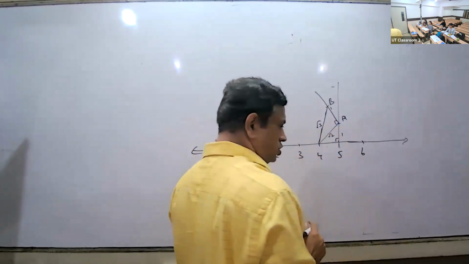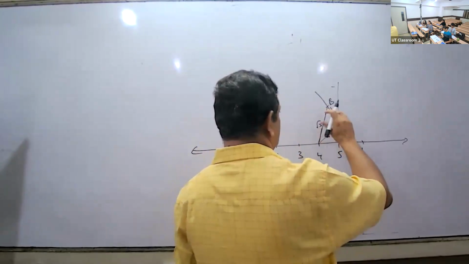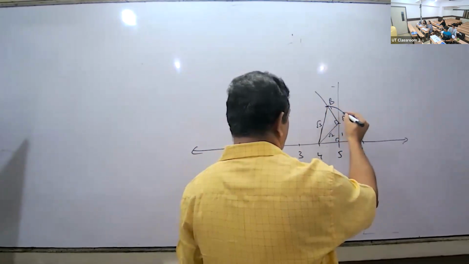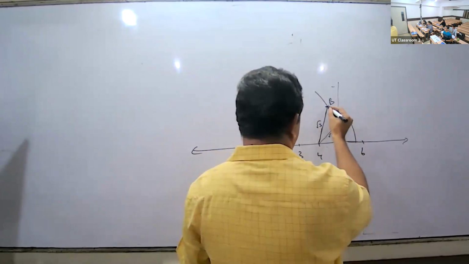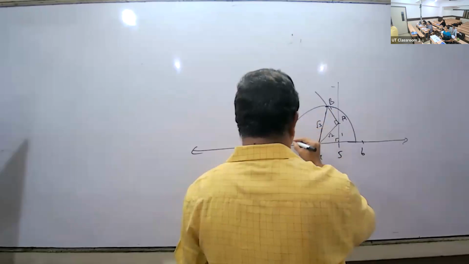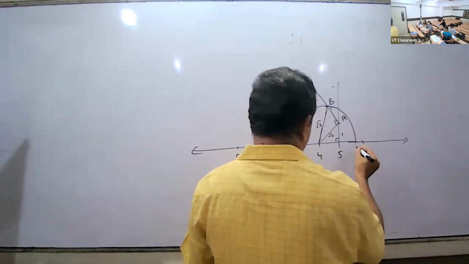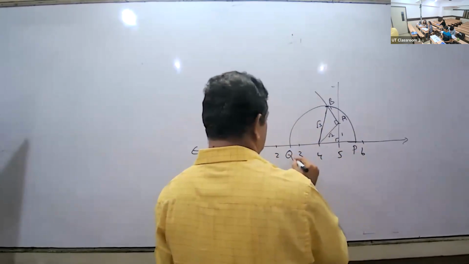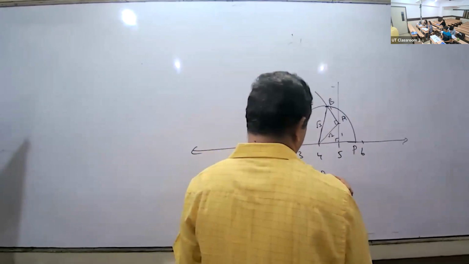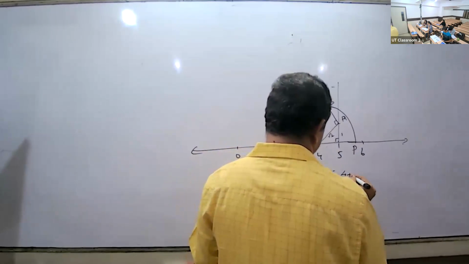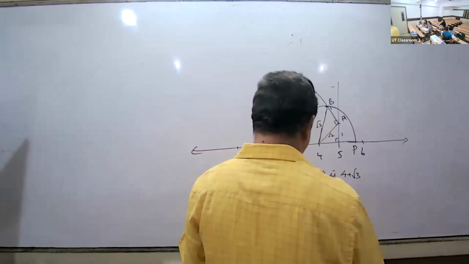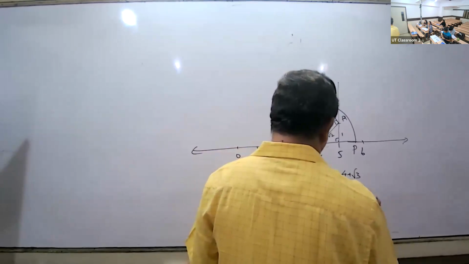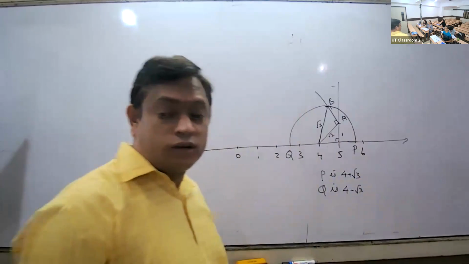Then what did you do? From 4, cut the number line, right side of the number line. This point is, let's say, P, and this is point Q. What is P? P is 4 plus root 3, and Q is 4. What was the problem for you, my dear friend?